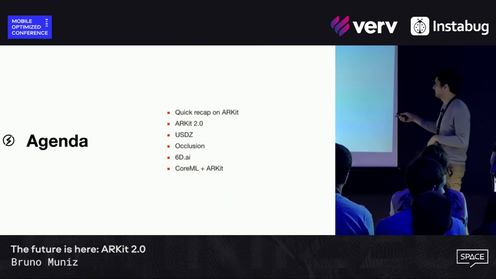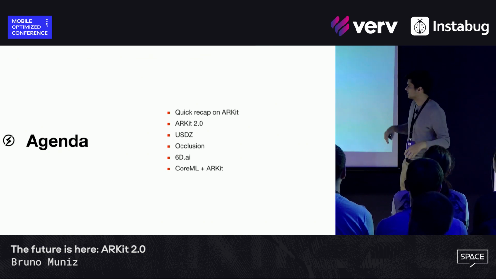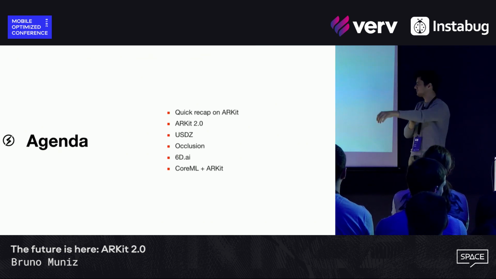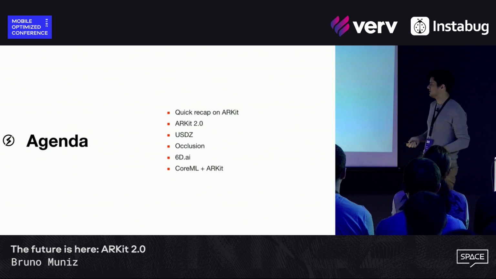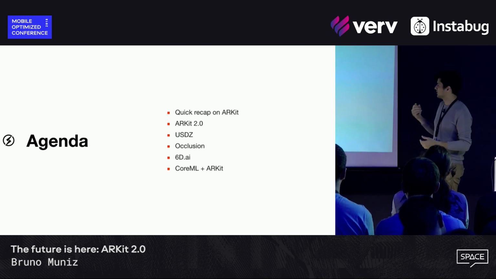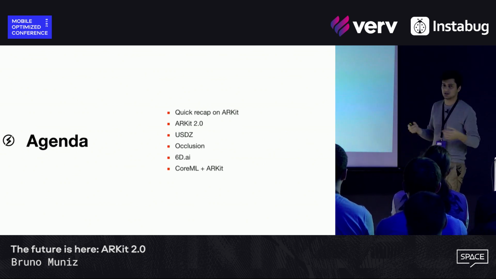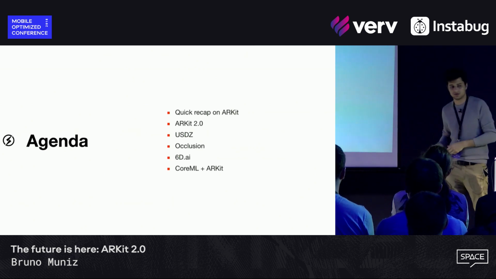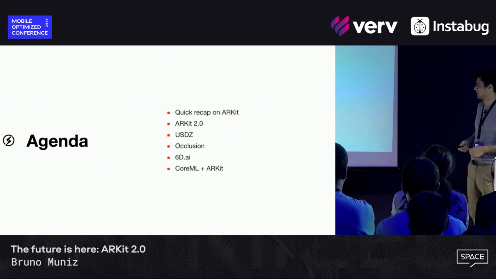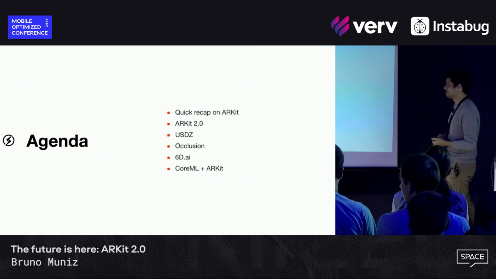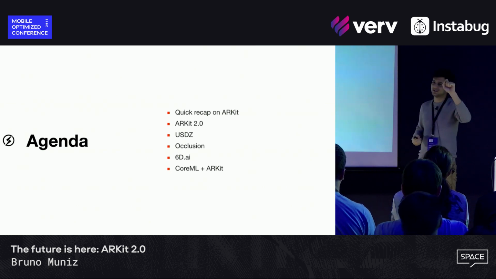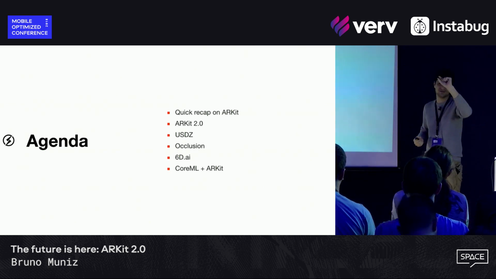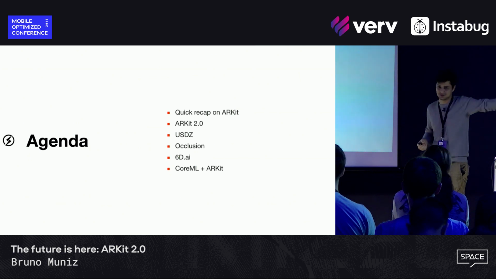This is the agenda for today. We're going to do a recap on ARKit in general, and then we're going to see the new stuff. We're going to see what is USDZ, AR Quick Look, Occlusion, 6D.AI, which is an SDK that is very cool. It's available for beta testing. And then at the end, we're going to talk a bit about Core ML with ARKit, very tiny, like nothing compared to what you just had now.